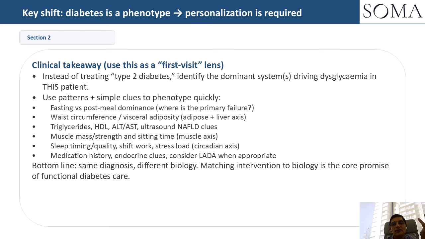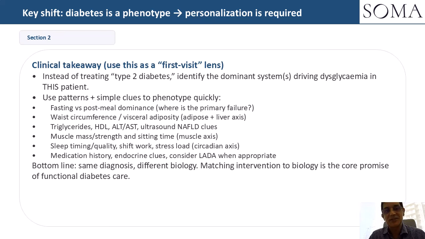Is muscle mass low? Is strength low? Is activity low? Is the patient sleeping 5 hours and eating dinner at 10 p.m.? Are they on steroids, antipsychotics or other diabetogenic drugs? Do they have features of PCOS or endocrine dysfunction? Is there a possibility of LADA? These questions move you from treat diabetes to treat this patient's diabetic biology.